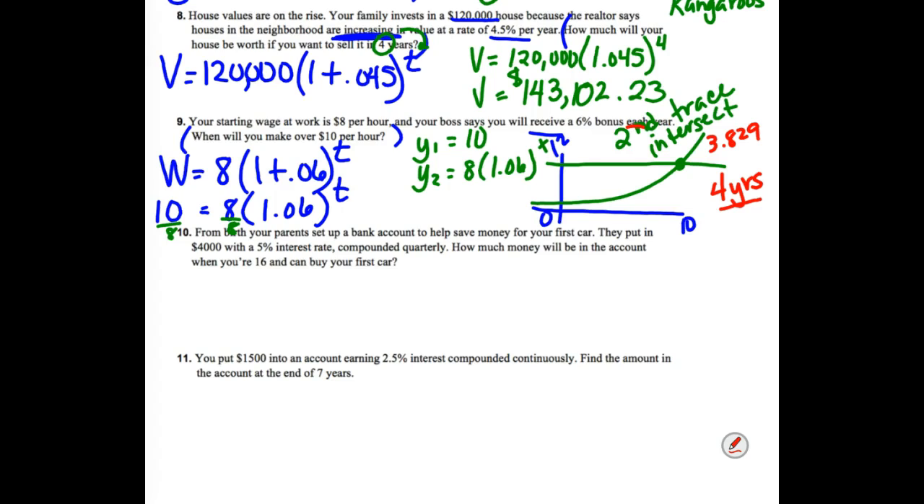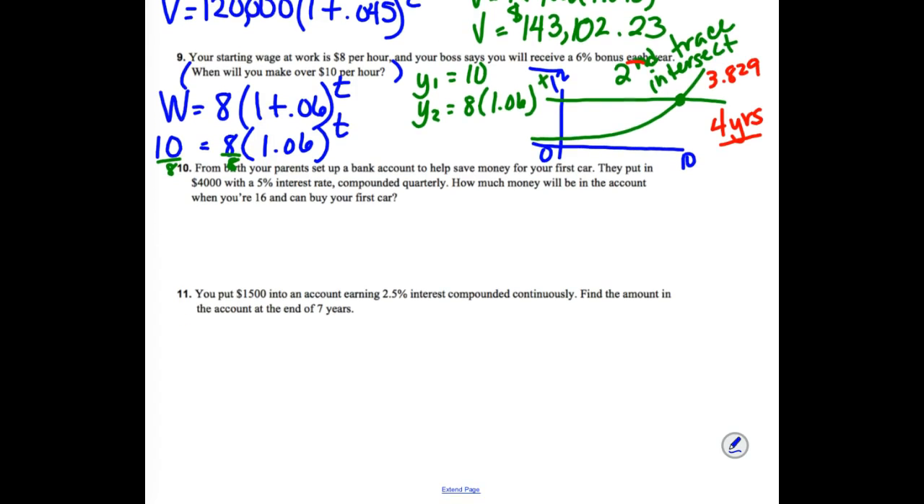For question 10, it says, from birth, your parents set up a bank account to help save money for your first car. They put in $4,000 and are getting a 5% interest rate compounded quarterly. How much money will be in the account when you're 16 and you can buy your first car? All right, since it says compounding quarterly, we have to go to that compounding formula. A equals P times 1 plus R divided by N to the N times T power.